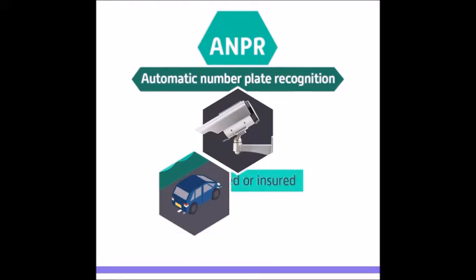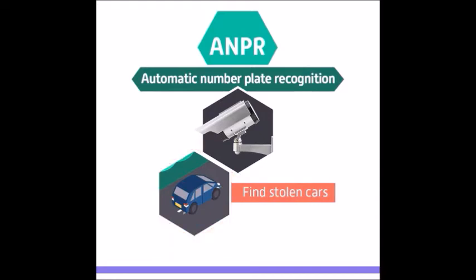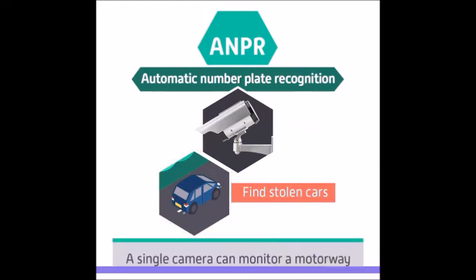If the vehicle is not taxed or insured, or if there is some other issue, the police are then immediately notified by the technology. The technology is also used to find stolen cars and cars which have been found in crimes. A single camera can be set up on a bridge above a motorway, photographing and checking many vehicles without human involvement.